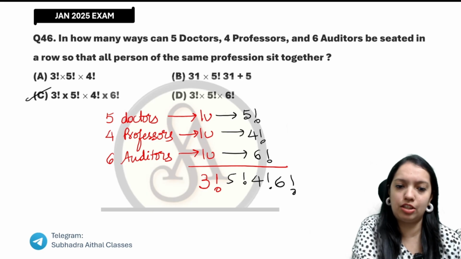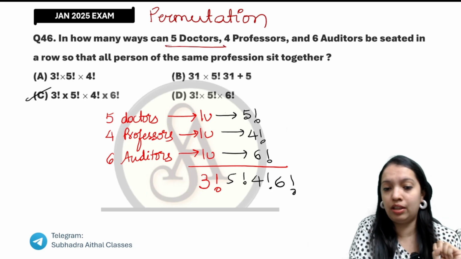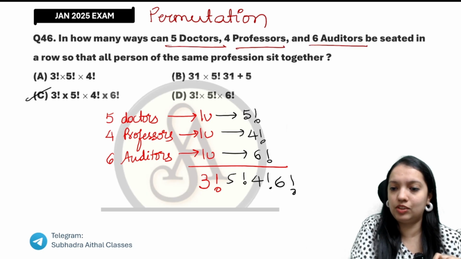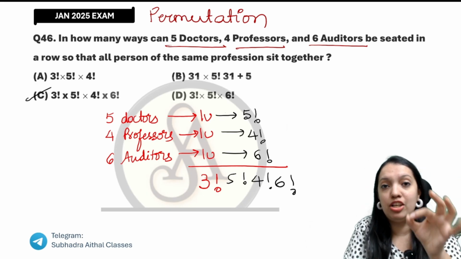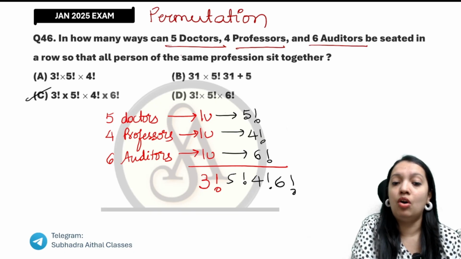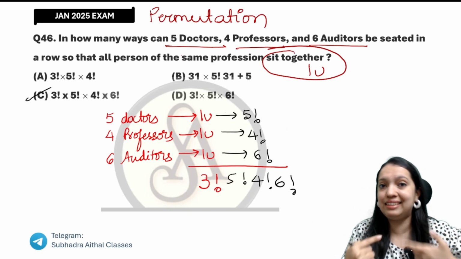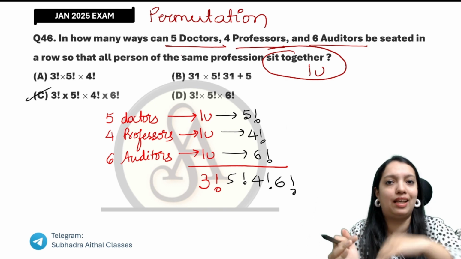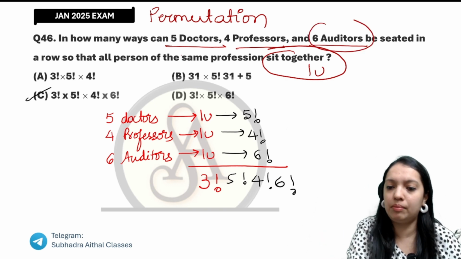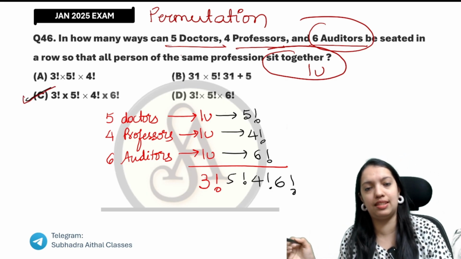Next, 46th question. In how many ways? This is from the Permutation chapter. Certain number of things together means you always take them as 1 unit. So 5 doctors are 1 unit, 4 professors are 1 unit, 6 auditors are 1 unit, total 3 units can be arranged in 3 factorial ways. You take them as 1 unit when they say that all of them are sitting together. Now inside the doctors, they can be arranged in 5 factorial. Inside the professors group, they can be rearranged in 4 factorial. And among the auditors group, they can be arranged in 6 factorial ways. So the correct answer is option C.